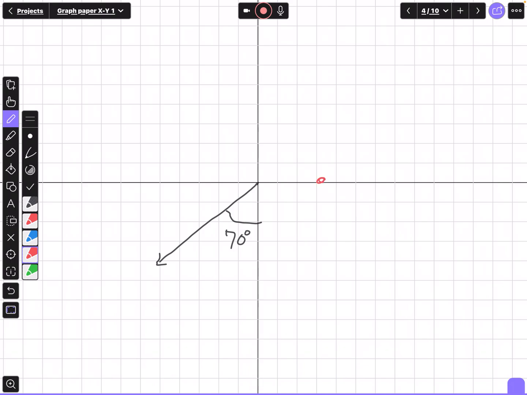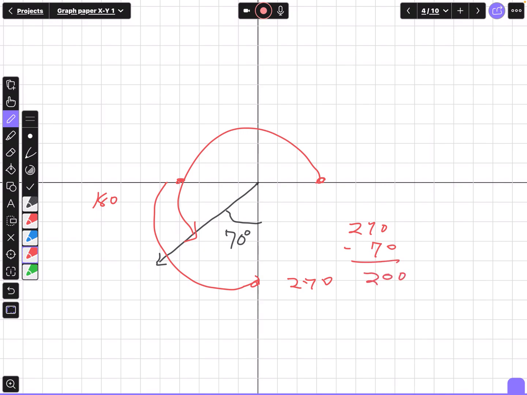But I want to measure it from here all the way to here. Well, I know when I get to right here, that's 180. And then if I go all the way to here, that is 270. And the best way to find this angle would just be to take 270 minus 70, and that would give you 200. That's 200 from here to here. Another thing you could have done was find that this angle right here had to be 20, and then take 180 plus 20, which would have been 200. Either way, you'd have got 200.